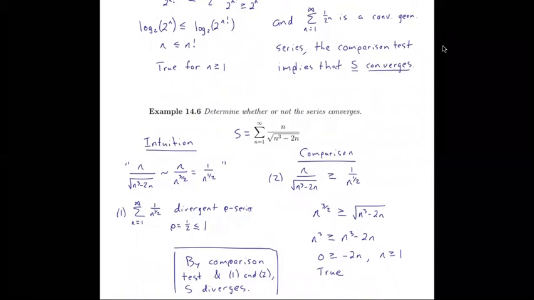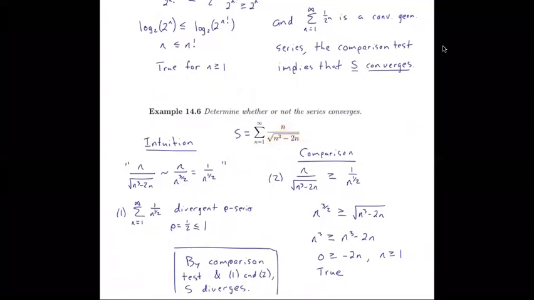Now, second example is determine whether or not the given series converges. We've got n over the square root of n cubed minus 2n. This is a rational expression. Remember, it's not a rational function because that radical keeps the denominator from being a polynomial.